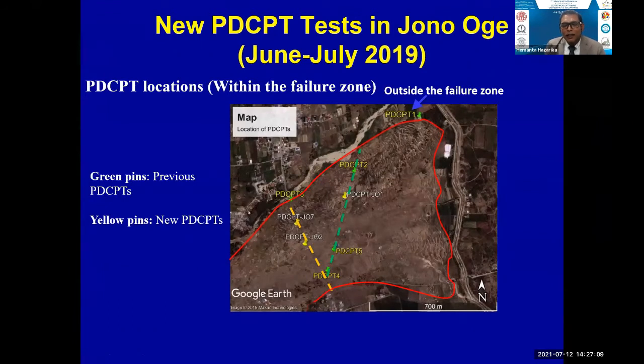And after that, this is our second investigation. On our third investigation, we also conducted further PDCPT in some other locations. Our previous ones are 1, 2, sorry, 3, 4, and 5. We decided that we should also conduct some PDCPT along this line and along this line, because there is a lot of deposition in this area. So yellow pins are the new PDCPT and the green ones are the old, which I already described.